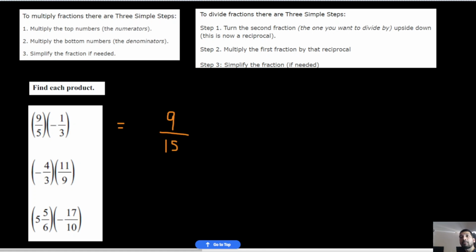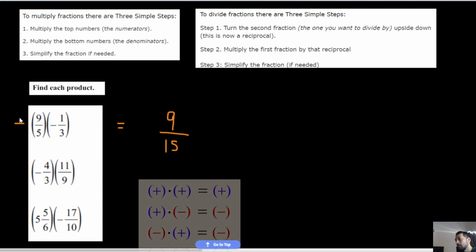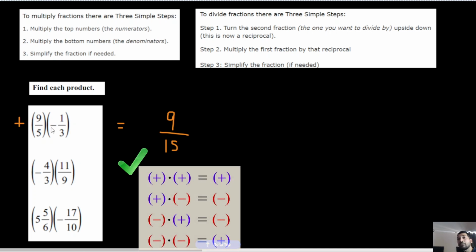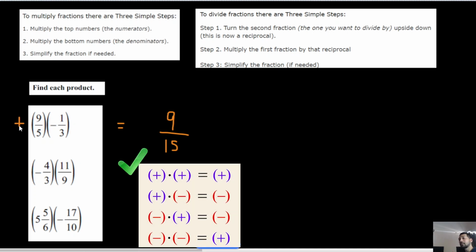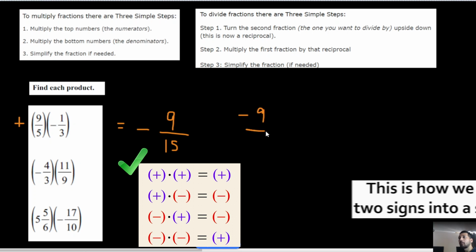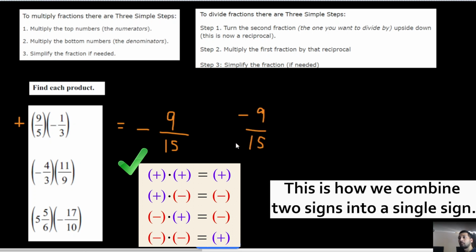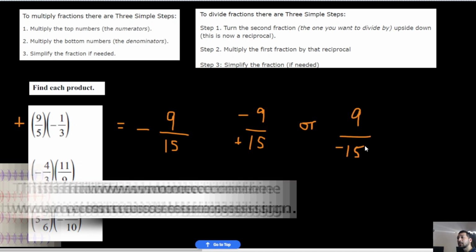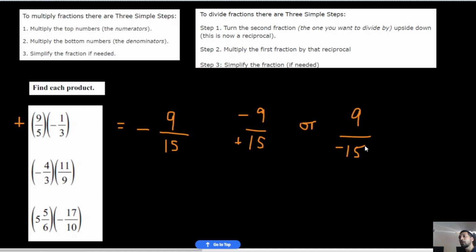We can see that we have a plus sign here and a negative sign here. So a plus times a negative would give you a negative fraction. Now this negative 9 over 15 can be either negative 9 over positive 15 or 9 over negative 15. So you can assign this negative sign to either the numerator or denominator, but we cannot do it for both.